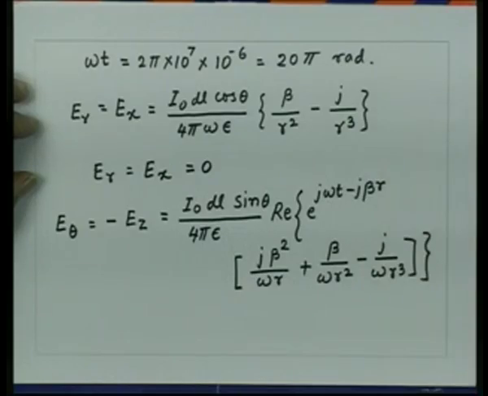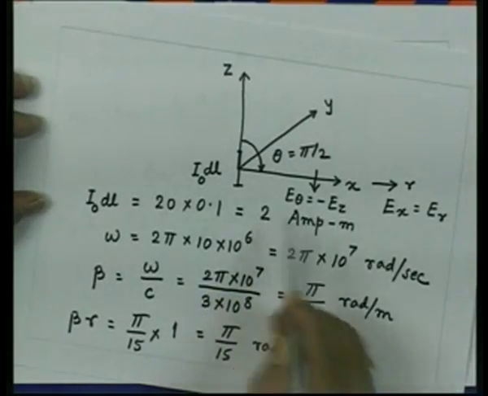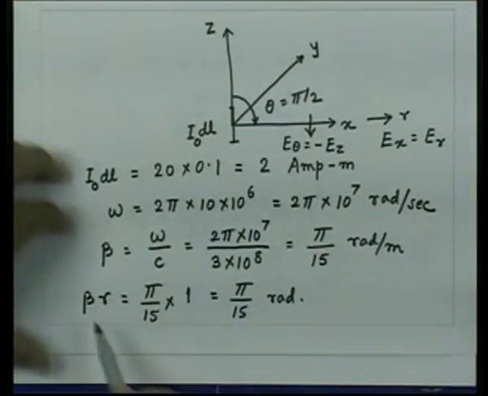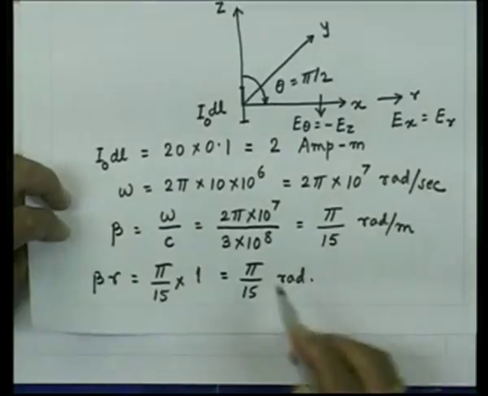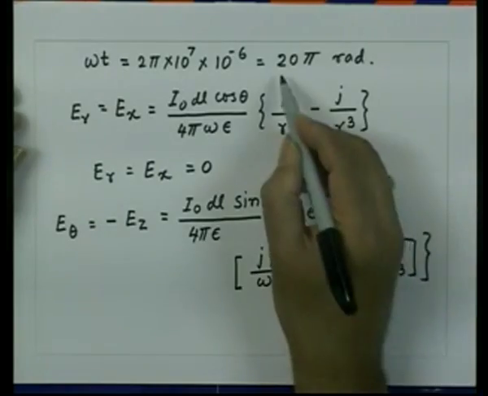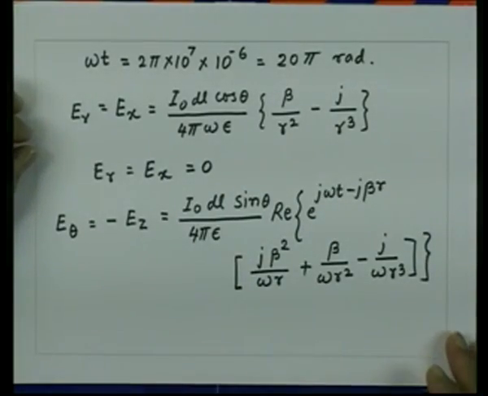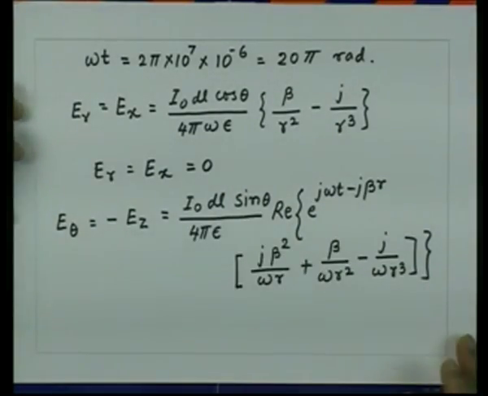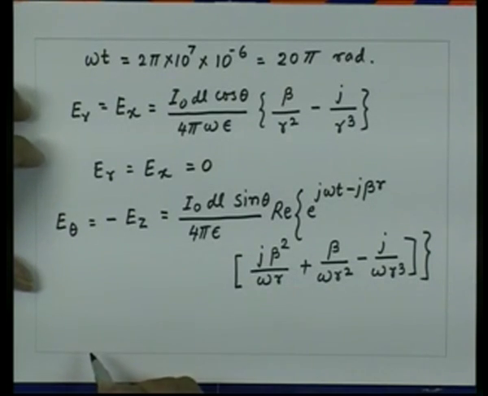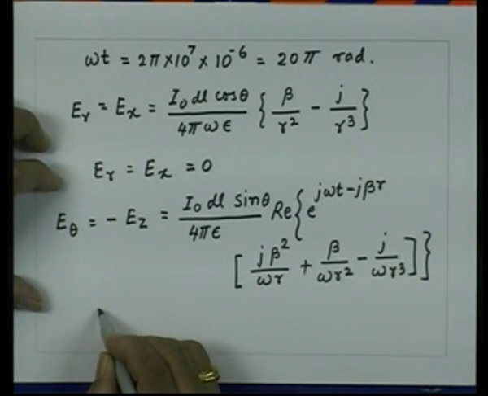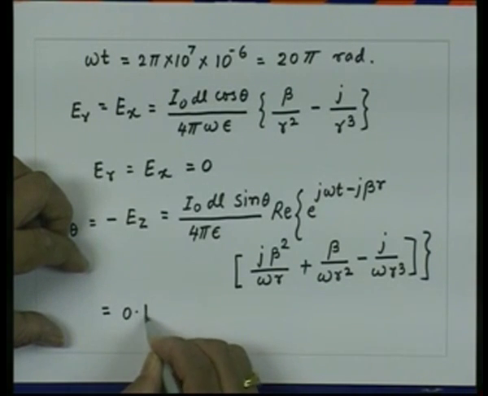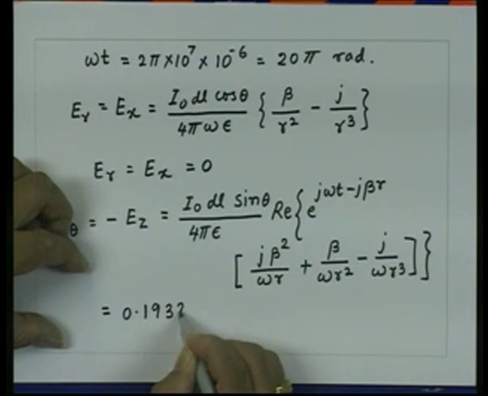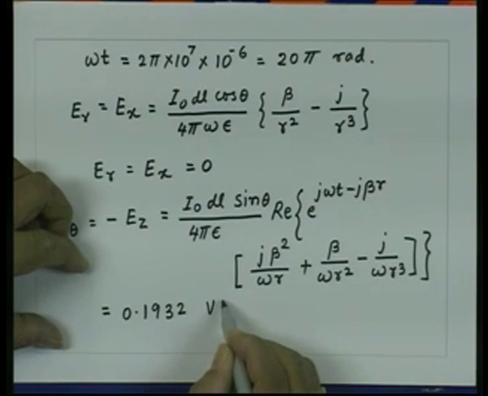The I 0 dl we have got is 2, the beta r is pi upon 15, the omega t is 20 pi. So, if you substitute all these quantities in this and epsilon equal to epsilon 0 for the free space, you get E theta will be equal to 0.1932 volts per meter.